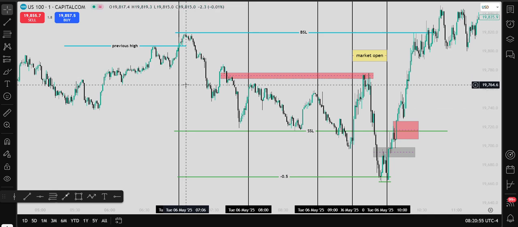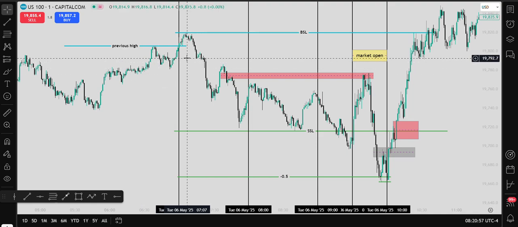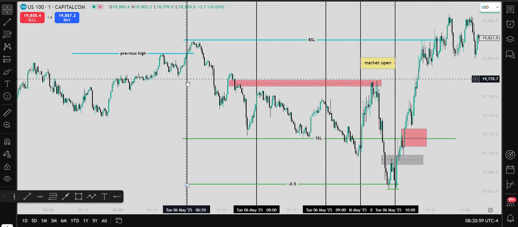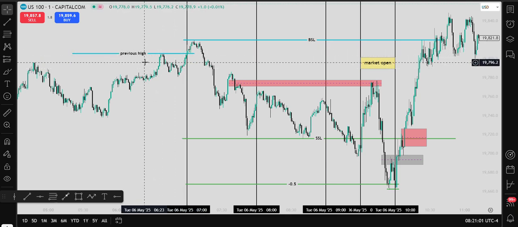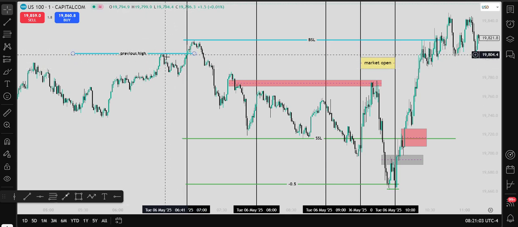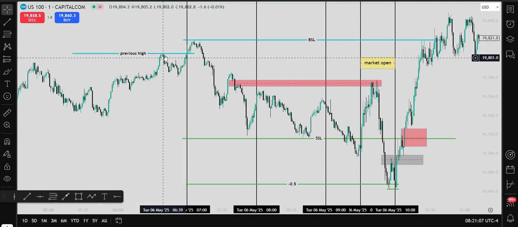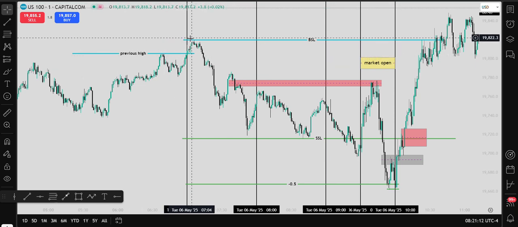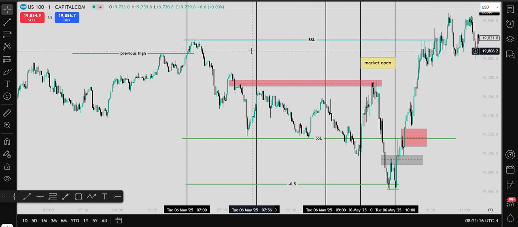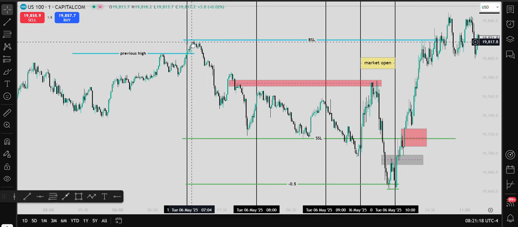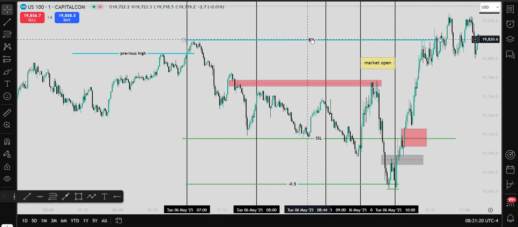And what do I always look at? So when we come here at 7 a.m., we can see that there was a previous high that was created right here. The market went higher, rallied, and took out that previous high. After that, the high that was created now between 7 and 8 becomes our buy side liquidity. I've denoted that with BSL.